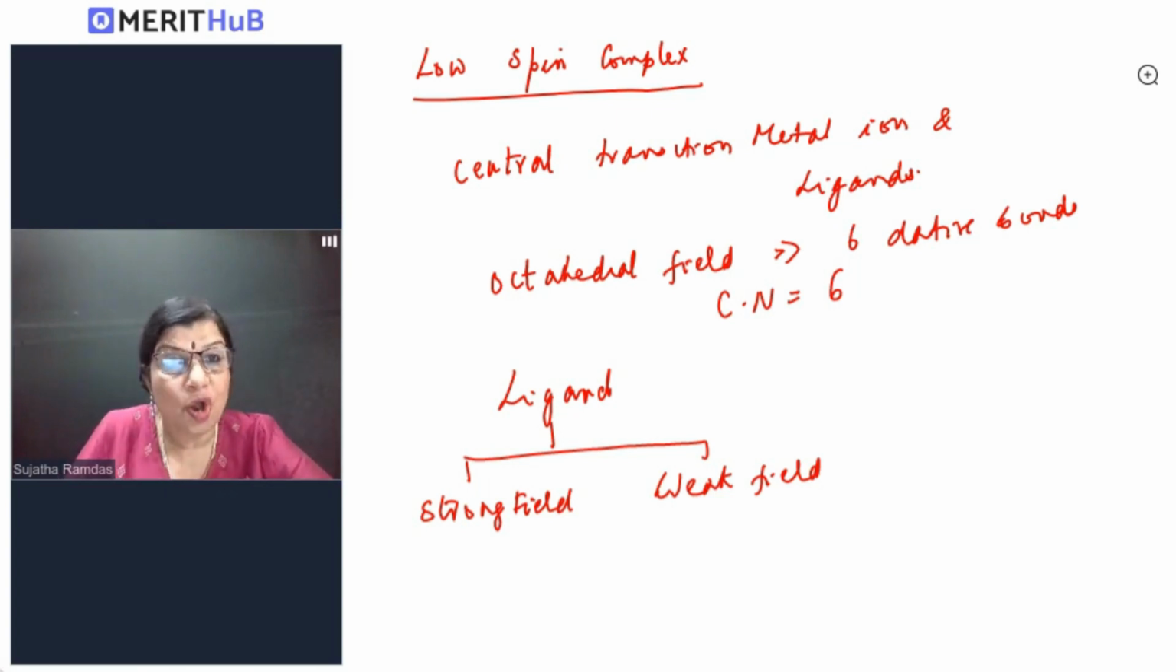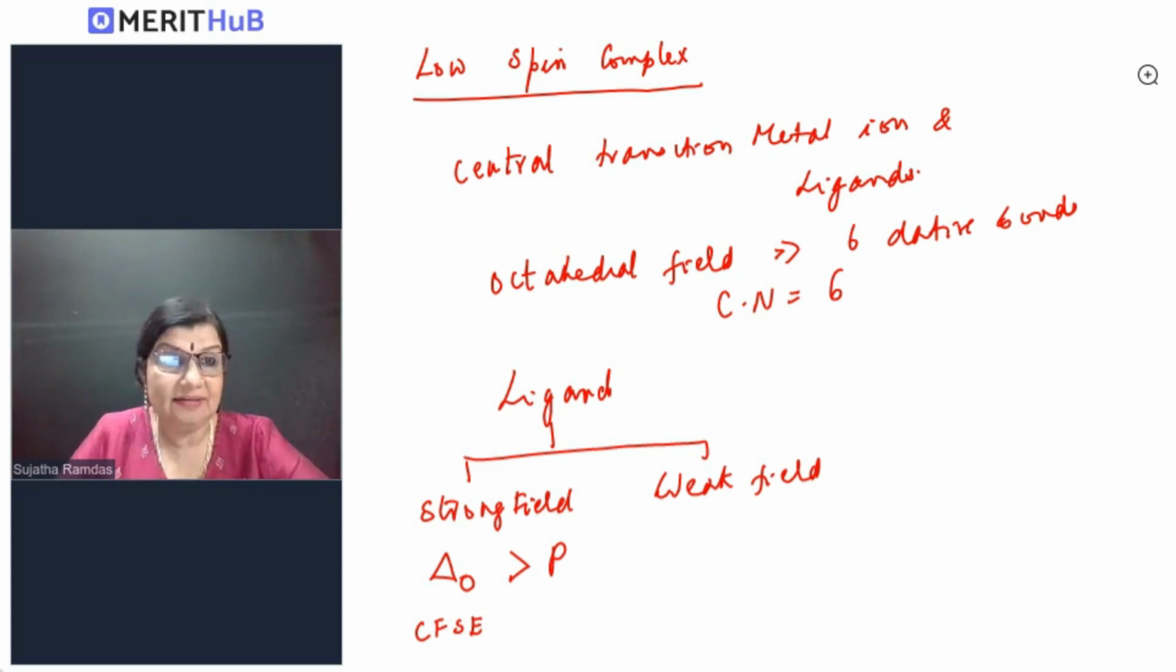In strong field ligands, the difference in energy between the split d orbitals in an octahedral field, in other words delta O, the crystal field splitting energy, is found to be greater than the pairing energy. In other words, the electrons rather get paired than undergo transition.